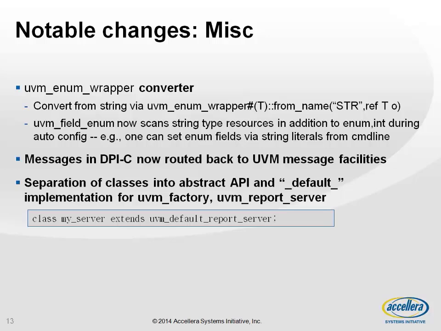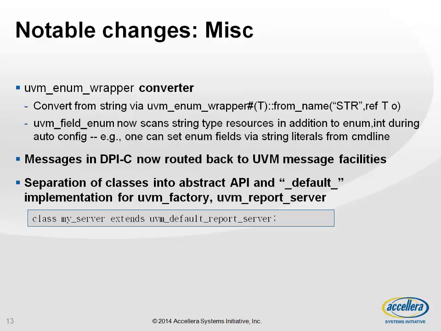In a lot of places, we did a separation of classes into an abstract part and a default implementation. For instance, UVM factory in the past has been split in two things, an abstract API, which is still UVM factory, and a default implementation, which is UVM default factory. We also have UVM report server split into the abstract part and UVM default report server. The default is a default implementation. The strict API is the old UVM factory or UVM report server.